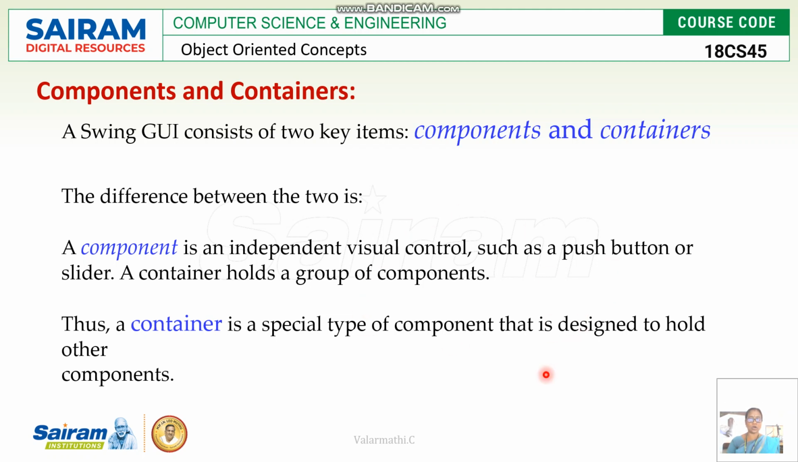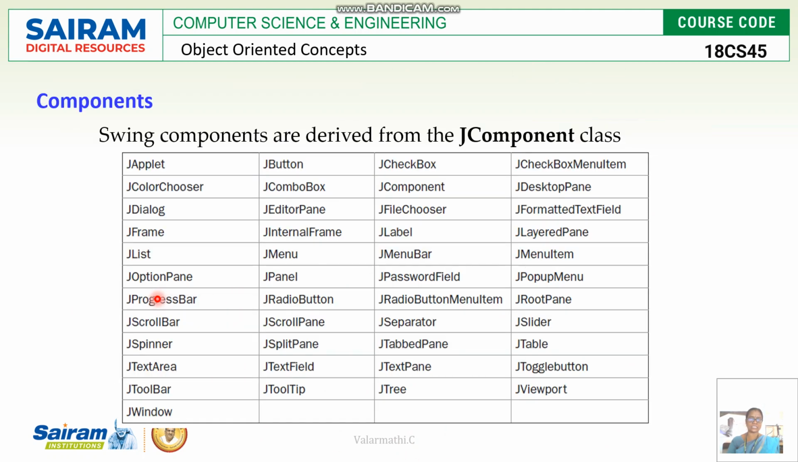If you are grouping all the components to hold them in one particular place, that special type of combining of the components is called a container. So a component is an independent visual element. If you combine all those components in one single unit, that is considered a container. This is the difference between components and container. Let us go to the first part, components.